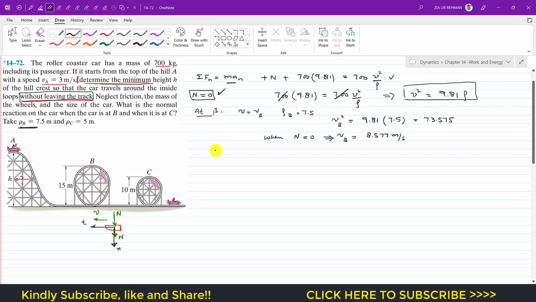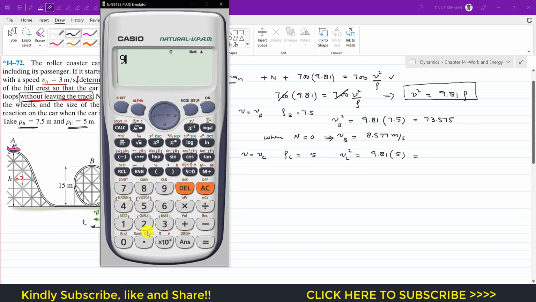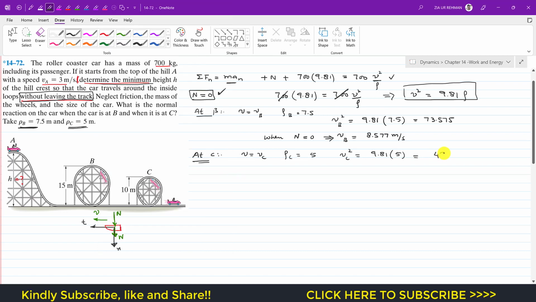Similarly, if you want to find that minimum velocity at point C, again, if we put n equals to 0 in this equation, ultimately we will have this equation, and at C, the velocity will be equal to Vc, and rho C is given, which is 5. So if I put in this equation, Vc square is equal to 9.81 into rho C, so rho C is 5. This will give us Vc square equals 9.81 into 5, which is 49.05. And if we write the units, this is meter square per second square, since this is the velocity square.